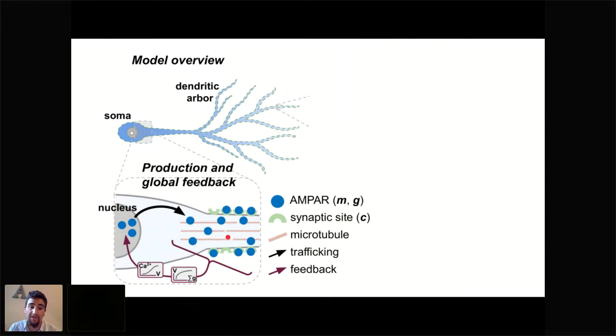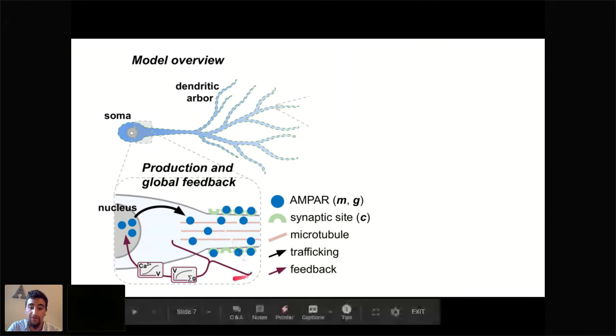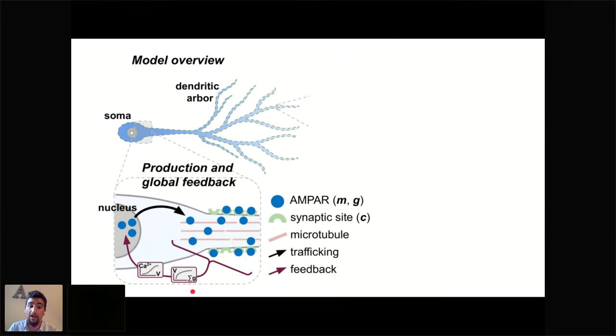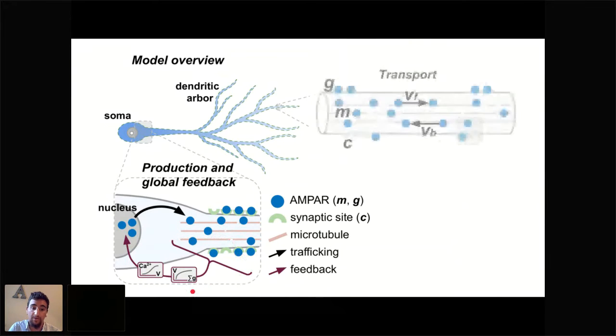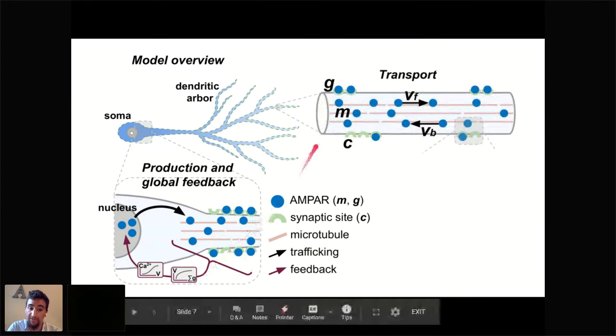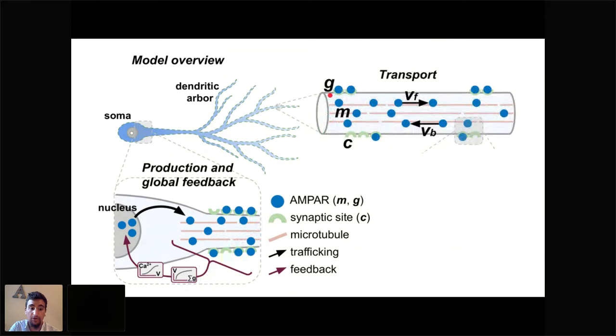Global regulation occurs based on the total AMPA receptors on the surface of the dendrites. If neuron activity is too low, more AMPA receptors will be produced. If neuron activity is too high, AMPA receptor production will slow down. Next, let's zoom into a dendritic branch to see what transport looks like. Here we see that inactive AMPA receptors on the inside of the cell are labeled M, while those that are active on the surface are labeled G. Internal receptors M are transported on the microtubules with forward rate VF and backward rate VB.